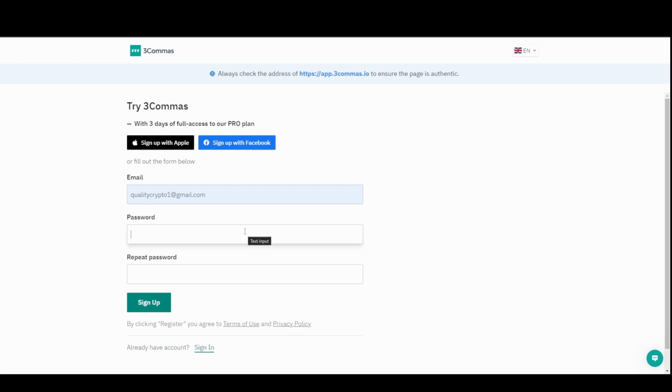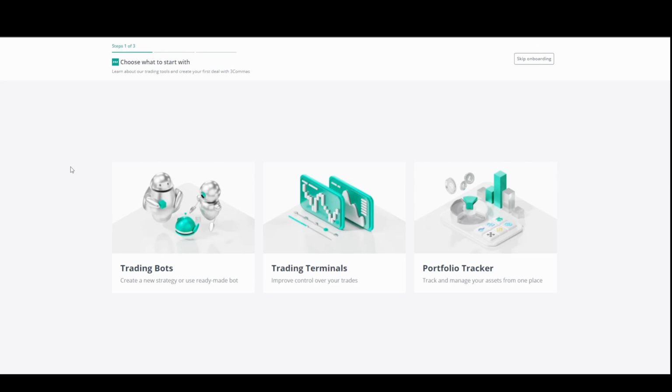Alright, let me just sign up. I've signed up. They sent me a verification code to my email, and then you just verify it, type in the code or paste it in. Okay, choose what to start with. Learn about our trading tools and create your first deal with 3Commas. Trading bots, create a new strategy, trading terminals, portfolio tracker. I wonder which we will choose. We will choose trading bots.